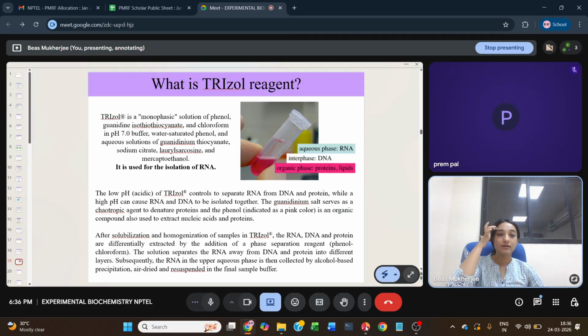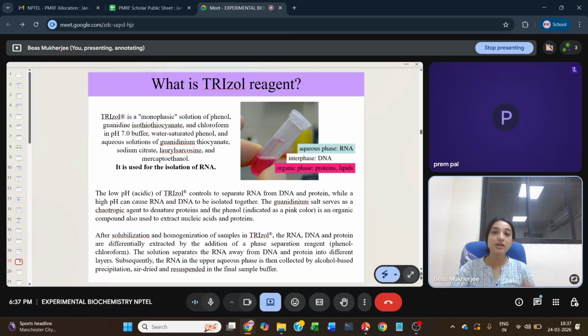Okay, great. So now we will talk about isolation of RNA. This is again very interesting. There is something called TRIzol. What is TRIzol? There are 3 ingredients, and these 3 ingredients help in purification of RNA. So what are they? TRIzol is a monophasic solution of phenol, GITC and chloroform. 3 ingredients, in a pH of 7.